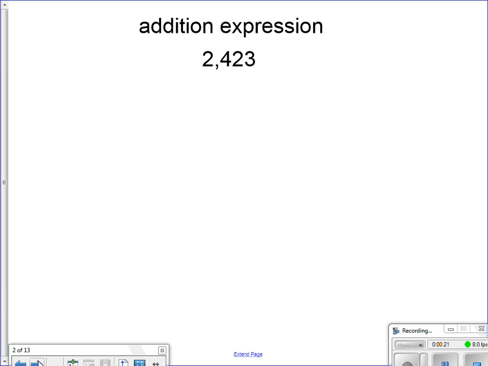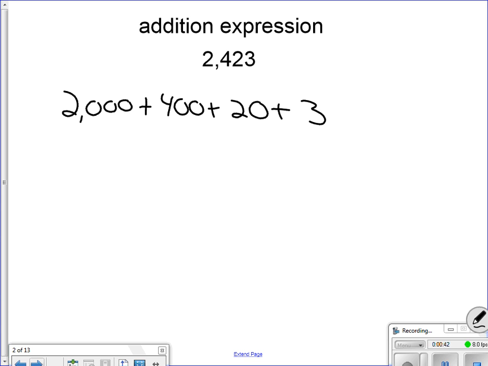First of all, we have the addition expression. When you see this tomorrow in your assignment, the addition expression will look like this. I'm going to break apart 2,423, and it'll be like this: 2,000 plus 400 plus 20 plus 3. So the addition expression is almost like expanded notation.